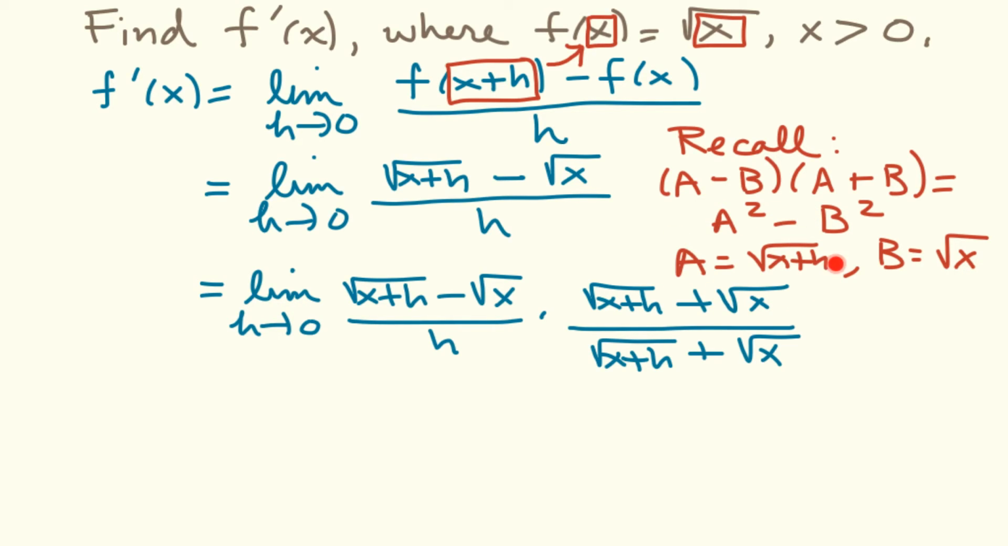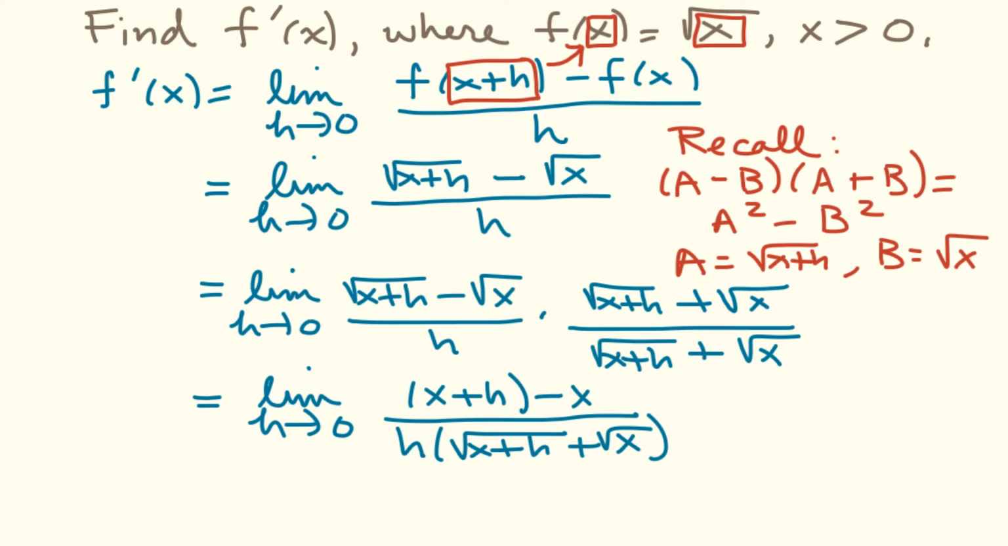Well, what happens when we square a square root? We simply get what's inside. So let's take a look at that. We're just going to get this squared, which is x plus h, minus this squared, which is simply x, divided by h times this expression.